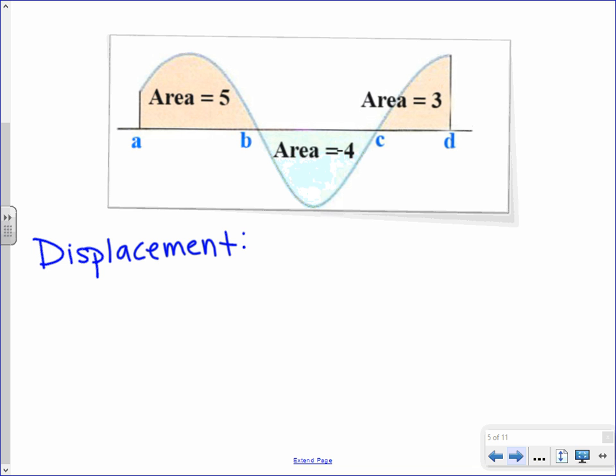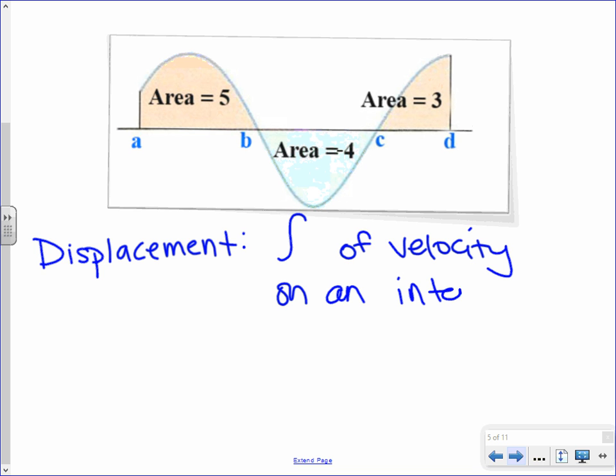Okay, so if we want to find displacement, we're going to take the integral of velocity on an interval. If we took the integral of this velocity graph from A to D, it would tell us the displacement from A to D.